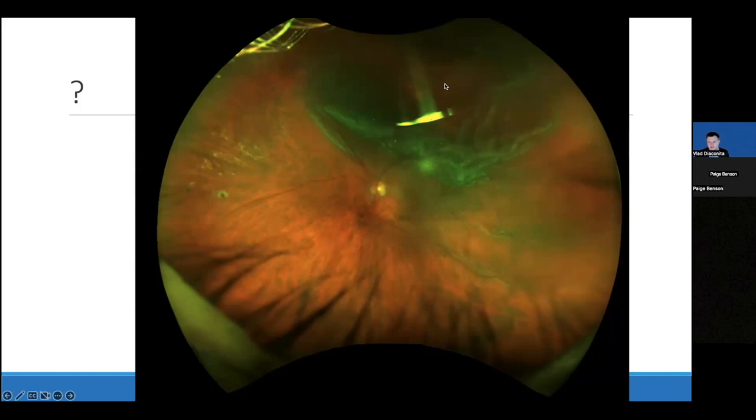Rhegmatogenous detachment, perfect. Do you guys see a break? Is it Mac on or is it Mac off? Mac off, not good. Mac off, very good. All right, is this the first time this person's had a detachment? Or we're not sure?